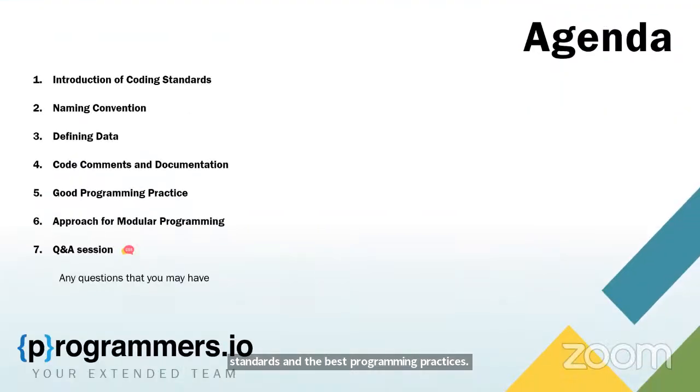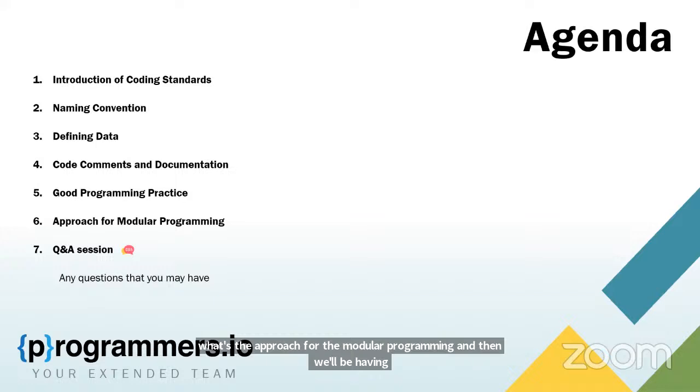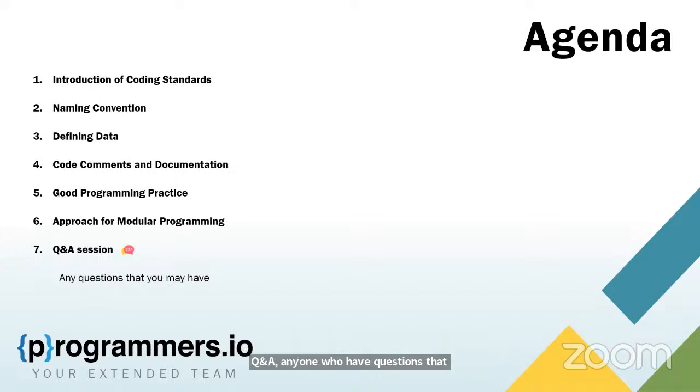Our agenda today is to first discuss an essential aspect of programming that often gets overlooked, which is coding standards, and why we should follow these guidelines. Then we will talk about naming conventions, then defining data. Then we'll talk about comments and good documentation. Then we will learn good programming practices as well. Then we'll discuss modular programming, the approach for it, and then we'll have Q&A. Anyone who has questions can ask when our presentation ends.